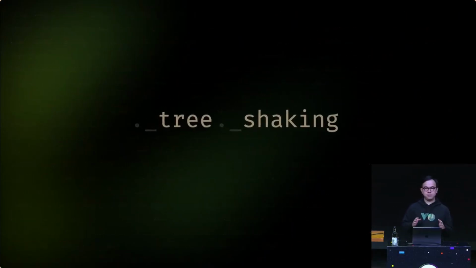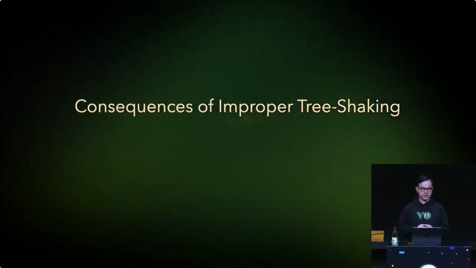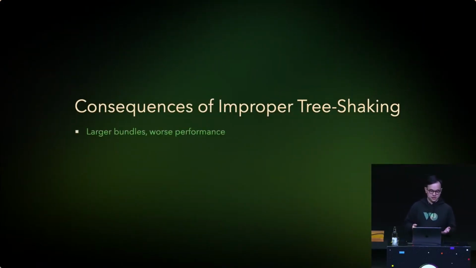With tree shaking, only the exports you actually used are bundled. It's like shaking a tree so the dead leaves fall off, leaving only the useful leaves. So what happens if tree shaking is not done well? For sure, the first thing we can think about is larger bundles and worse performance. But the consequence can be more serious than many people expect.